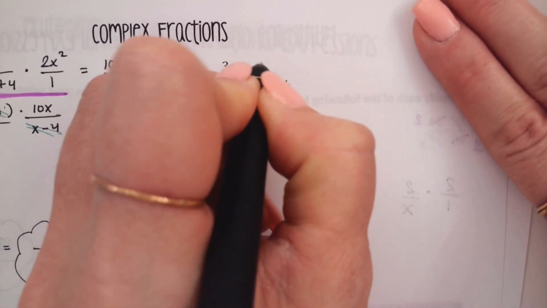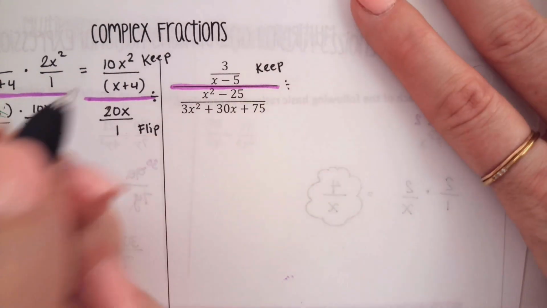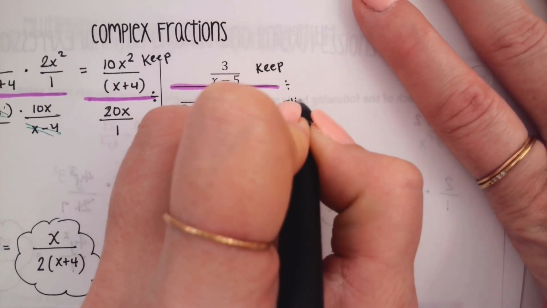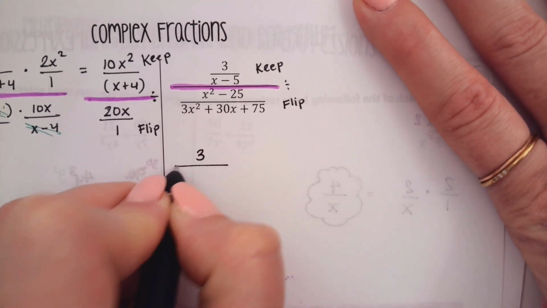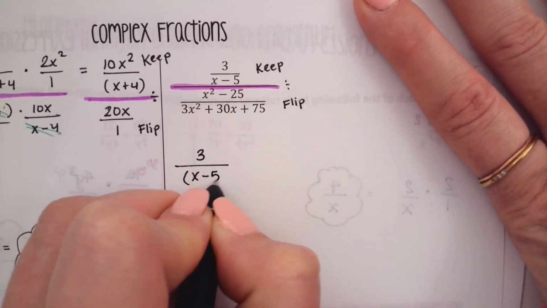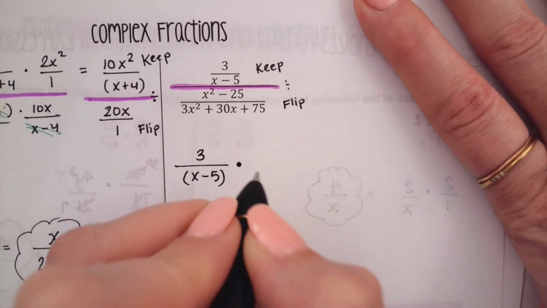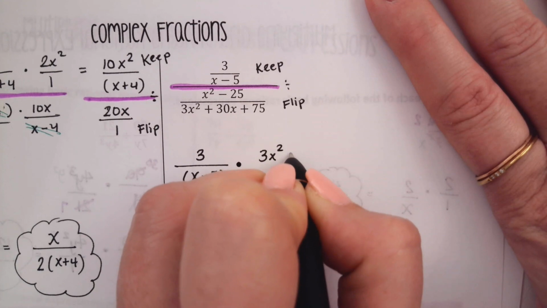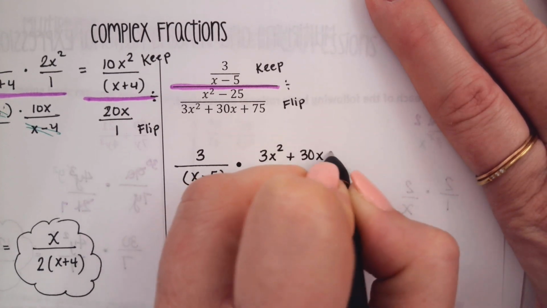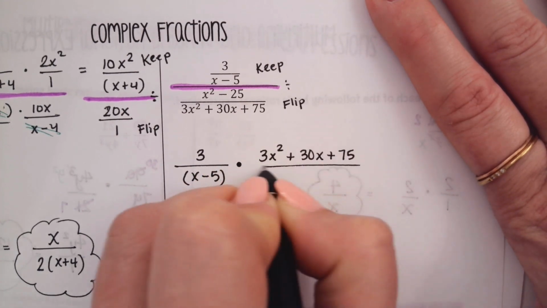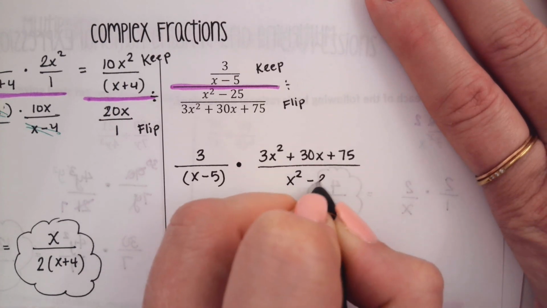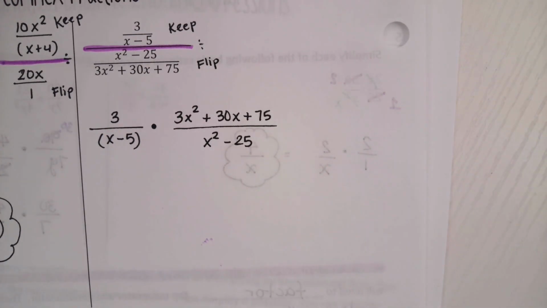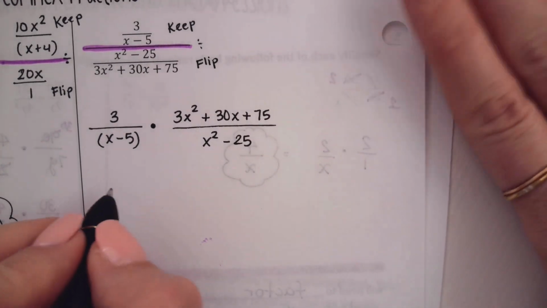Yeah, we're going to keep the top the same. We're going to change the division to a multiplication, and we're going to flip the bottom one over. So I'm going to keep this top one, 3 over x minus 5. Change the multiplication, and then we're going to flip over the bottom one. 3x squared plus 30x plus 75 over x squared minus 25. Yes, the bottom is a difference of squares.